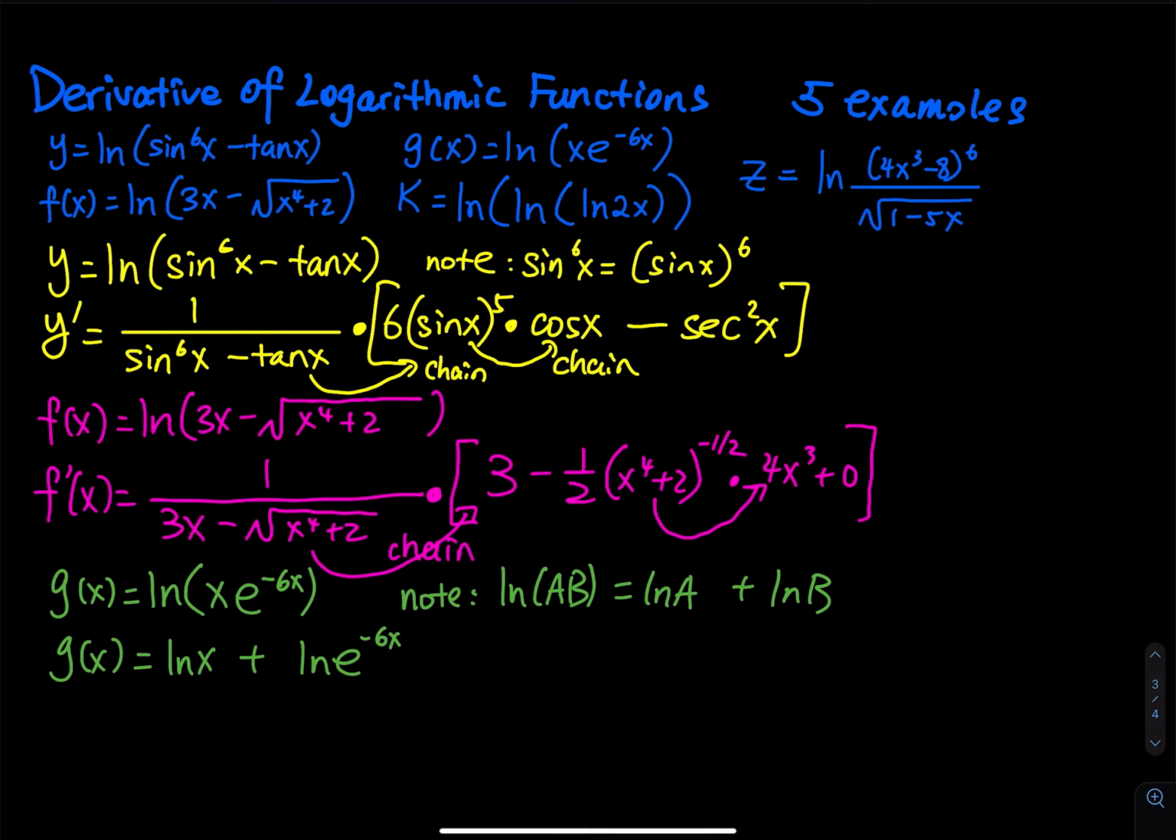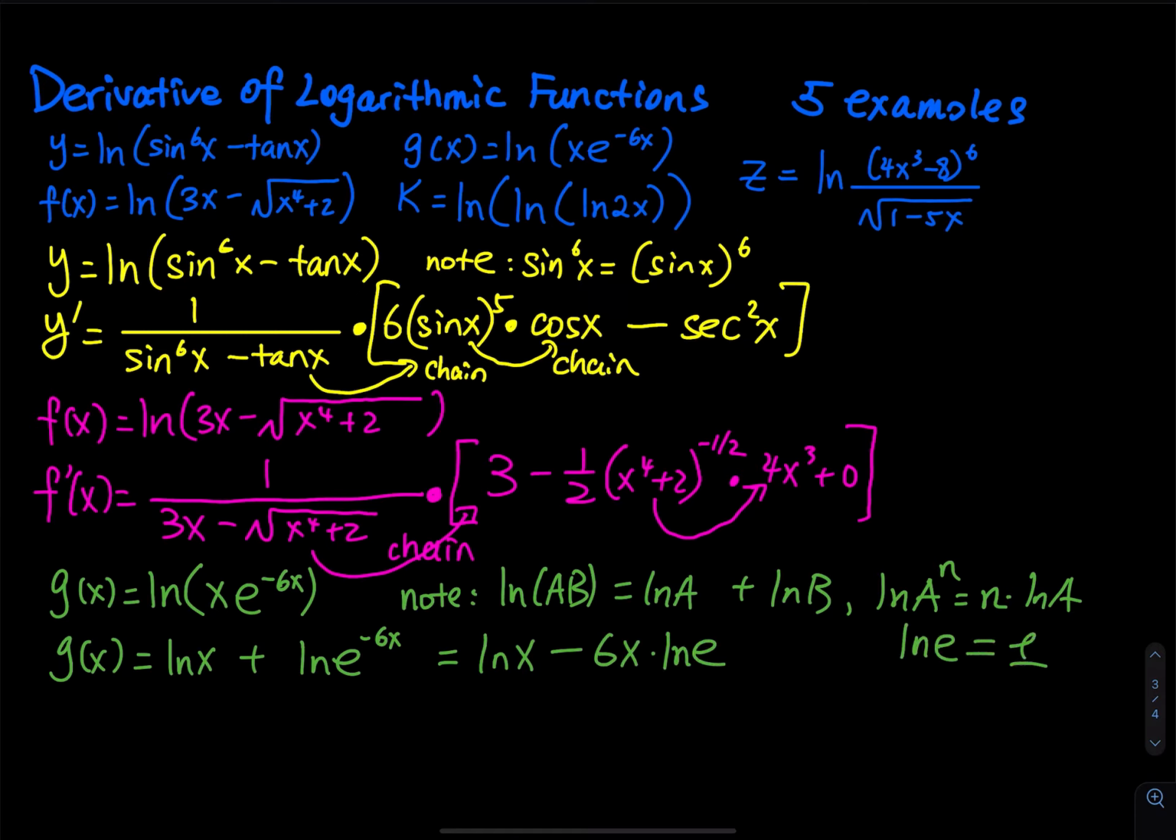The benefit of doing this is you can bring the negative 6x down. So the other rule is ln a to the nth power. You can bring the n down to the front of ln. So you have n times ln of a. So ln x no change, bring the negative 6x down, and then you multiply ln e, and also ln e is equal to 1. Okay, ln e is equal to 1.